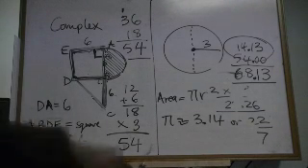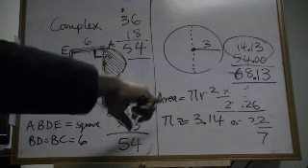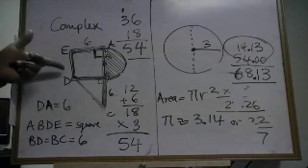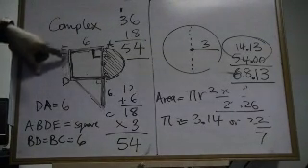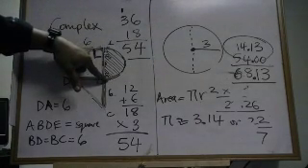We're going to come back and look at area and circumference of circles. So if I wanted to find the perimeter of an object like this, I would have to know the circumference and divide that by 2.